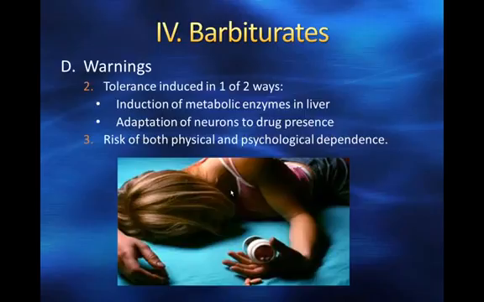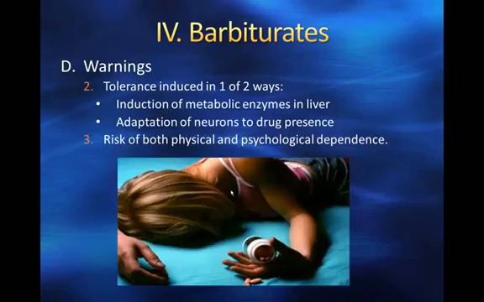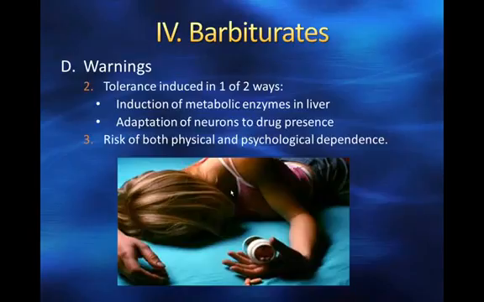Tolerance is induced in a couple of ways. First of all, as we talked about a moment ago, induction of metabolic enzymes in the liver will make the body faster at metabolizing this drug out. And furthermore, neurons will adapt to drug presence and stop responding. And so there is significant adaptation to the presence of this drug. This results in a risk of both physical and psychological dependence, and increasing doses to get the same effect.